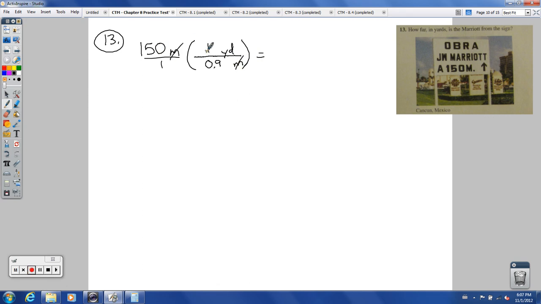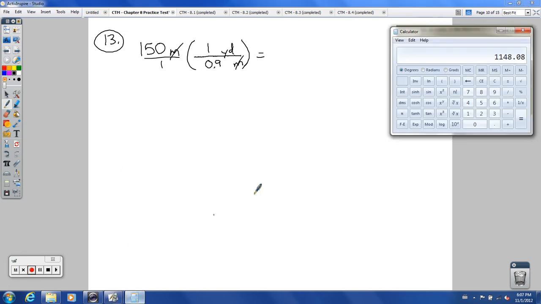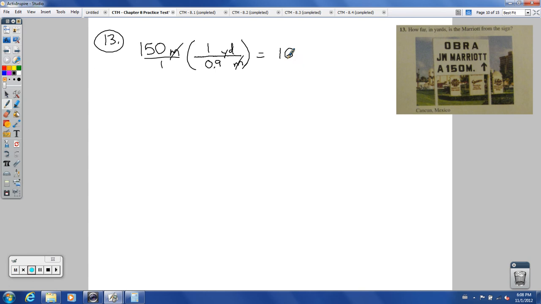And then I have 150 times 1 and I have 1 times 0.9. So all I really have to do is 150 divided by 0.9. And what does that give me? That gives me about 166.67 if I go to 2 decimal places, which I'll do here. So about that many yards, and I would want to round this off too.